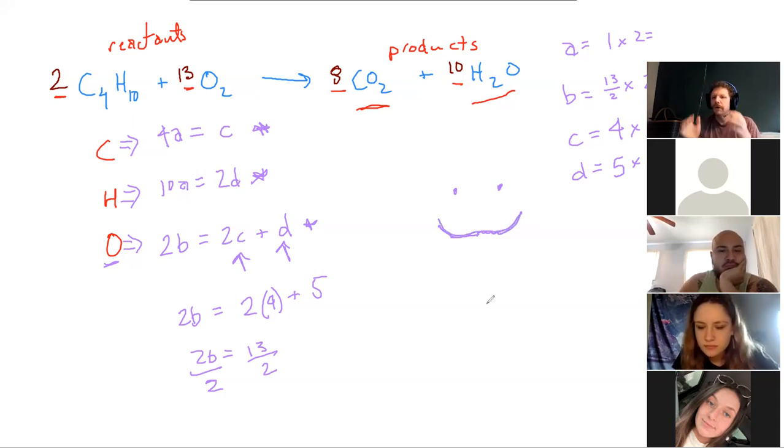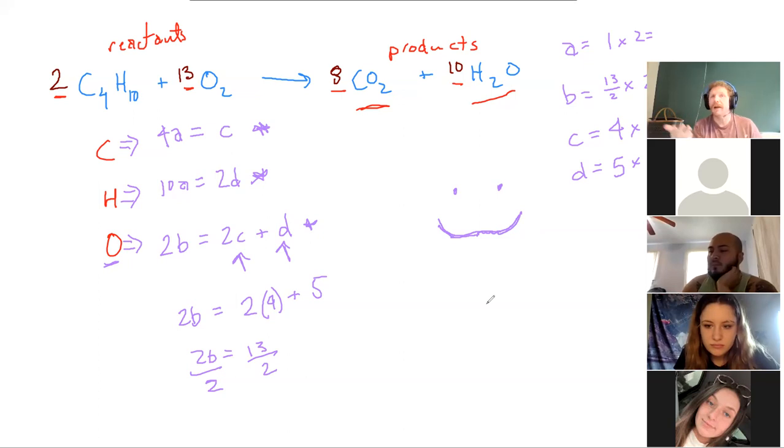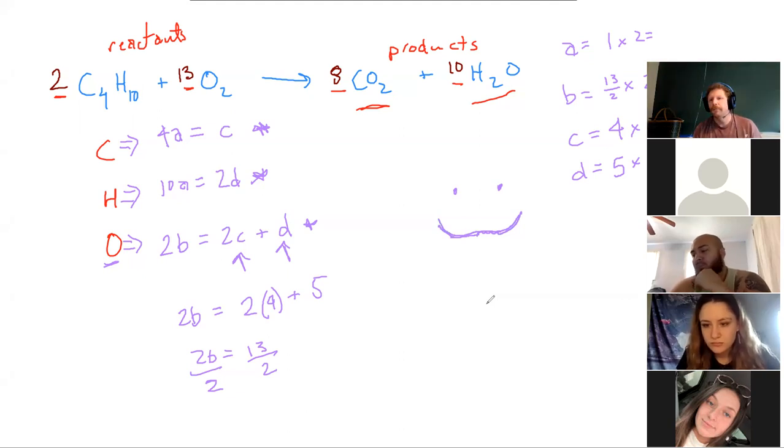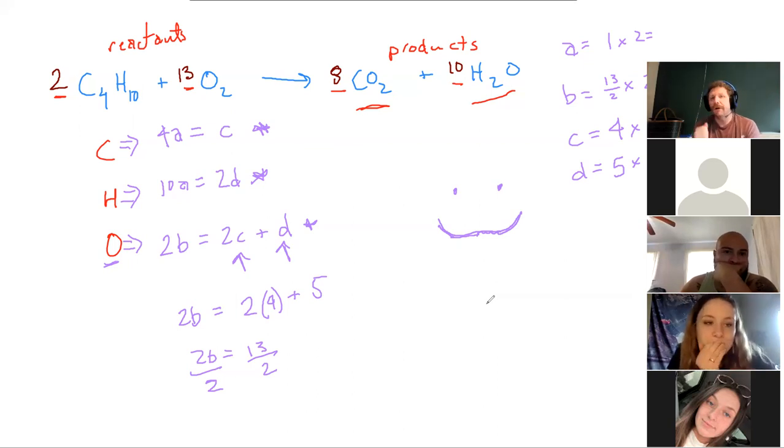If you set A equal to 1, all of those other equations kind of fall into place. If we're confronted with a fraction, we just multiply whatever that fraction is by the denominator, and then we multiply all of the others by that same denominator. This is very, very efficient and effective for solving most reactions.